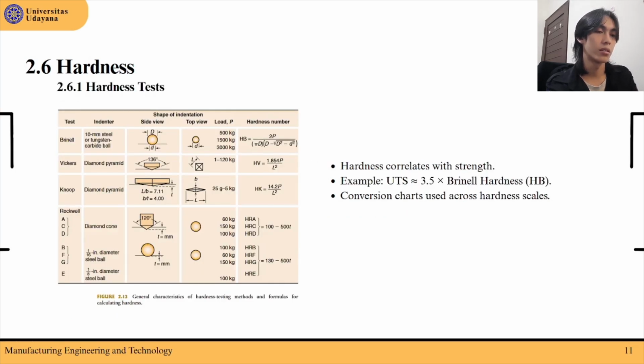Okay, in this slide we have hardness test theory. Hardness values often correlate with strength. For example, the ultimate tensile strength is roughly three and a half times the Brinell hardness number. Conversion charts are used to compare different hardness scales. The indentation size is important in this hardness test.